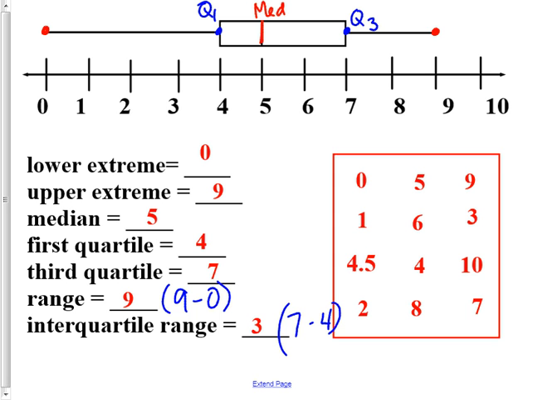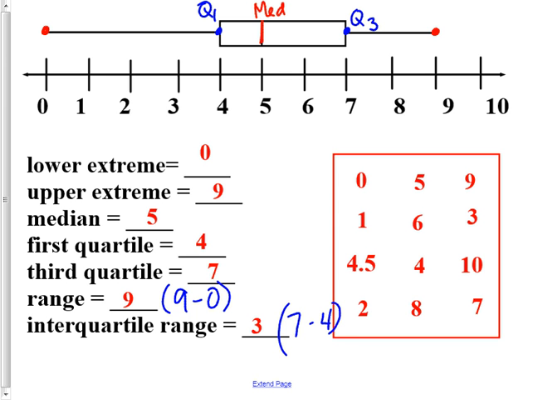Range is 9 because the upper extreme is 9, the lower extreme is 0. 9 minus 0 is 9. The interquartile range is 3 because the third quartile is 7, the first quartile is 4. 7 minus 4 is 3.